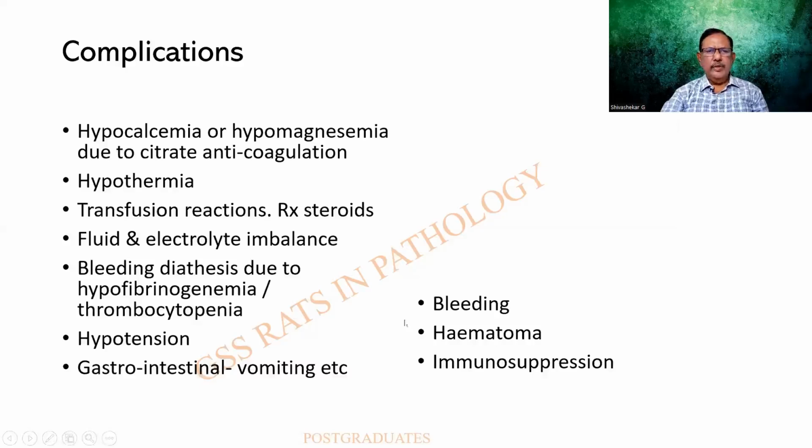What are the complications of it? There can be electrolyte imbalance, hypocalcemia, hypomagnesemia. Then hypothermia associated with any mode of transfusion. Transfusion reactions, again treated with steroids. There can be bleeding diathesis, hypotension, gastrointestinal bleeding, vomiting, etc. Hematoma and immunosuppression. So these are the list of complications you should have in mind.